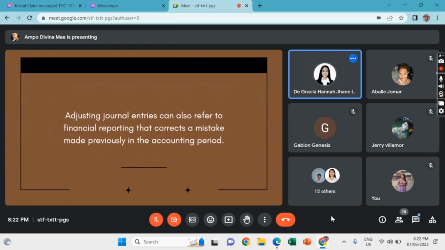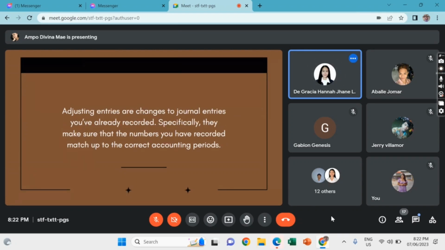Adjusting journal entries can also refer to financial reporting that corrects a mistake made previously in the accounting period. Adjusting entries are changes to journal entries you've already recorded. Specifically, they make sure that the numbers you have recorded match up with the correct accounting periods.